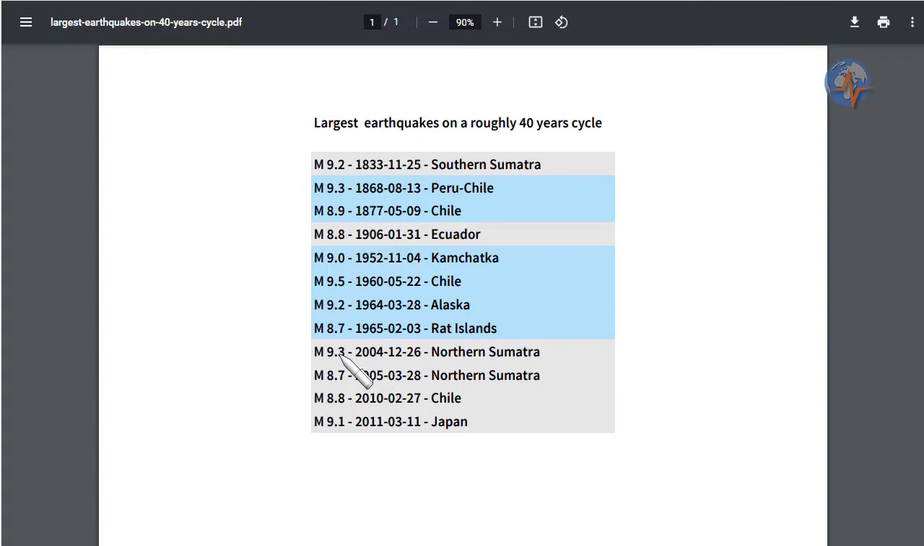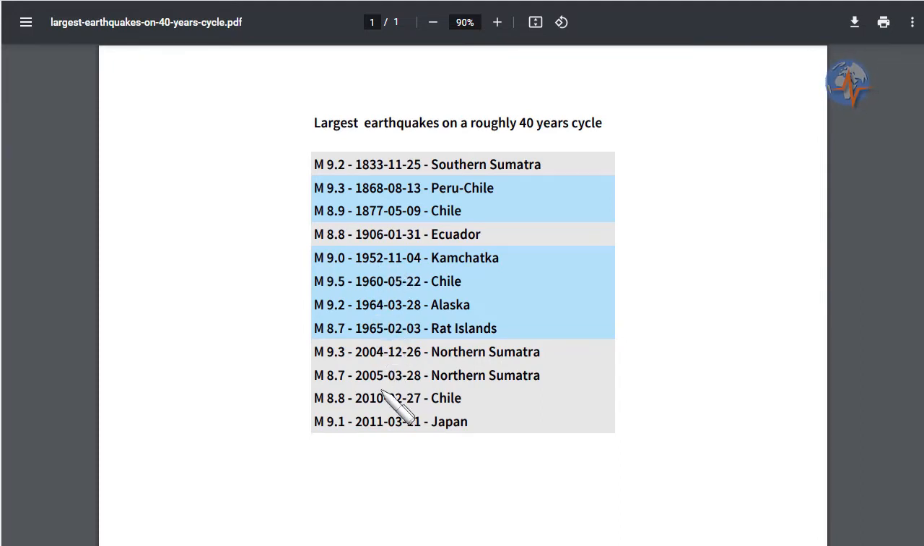You can clearly see the 9.3, 9.0, 9.1, 9.3. These are current estimates of that seismic event. And we have to go back to 1964 to find another 9.2. That's about 40 years. If you go further back in time, we see similar gaps.